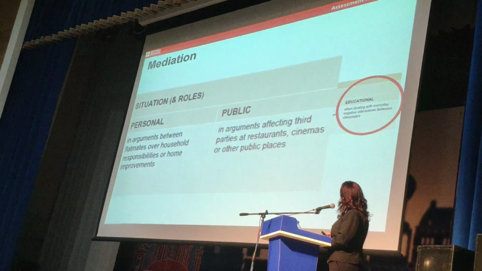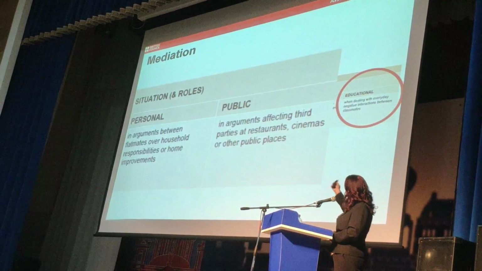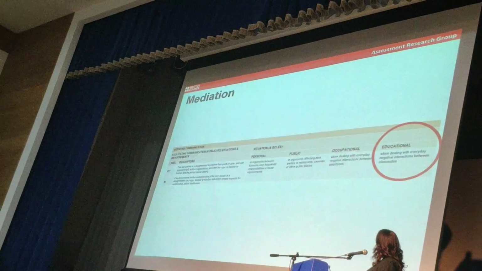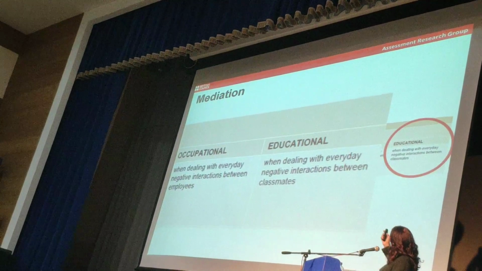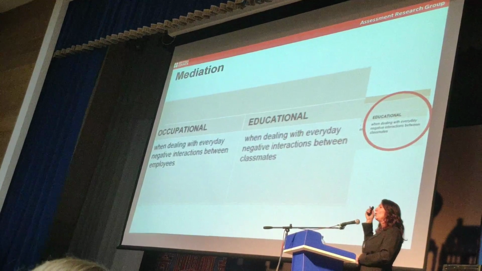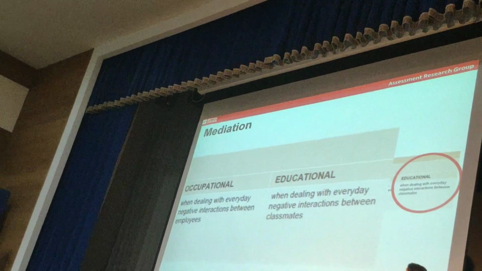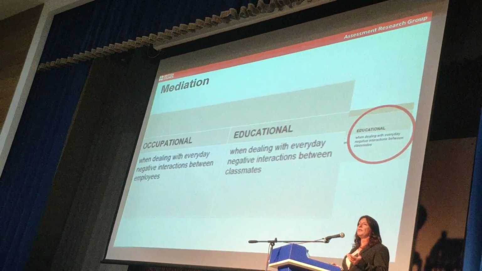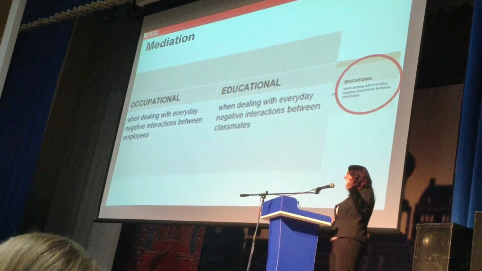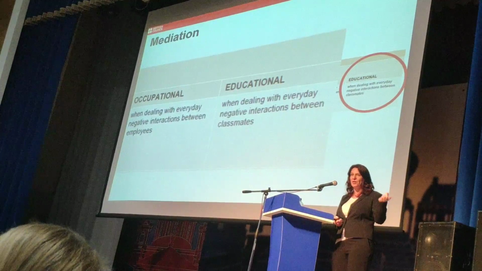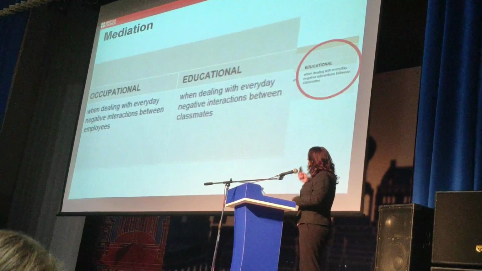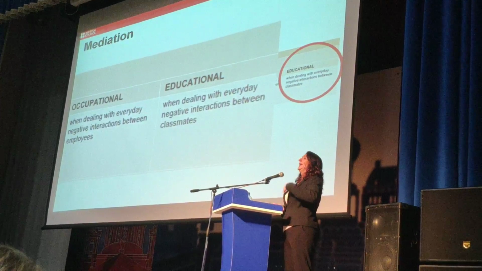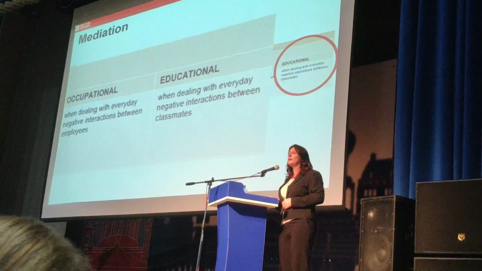We've got personal and public, so these are examples of situations where you might need those descriptors in the personal and the public domains, and the occupational domain and the educational. Here, I think we can all understand this. The example is when dealing with everyday negative interactions between classmates. I'm sure we've all been in the situation where people have come up to us and said, I can't work with this person because they always turn up late or they don't do their work or whatever. So this would be an example of a real life domain and a real life task that students would have to do. And now we have some way of measuring their competence in that.